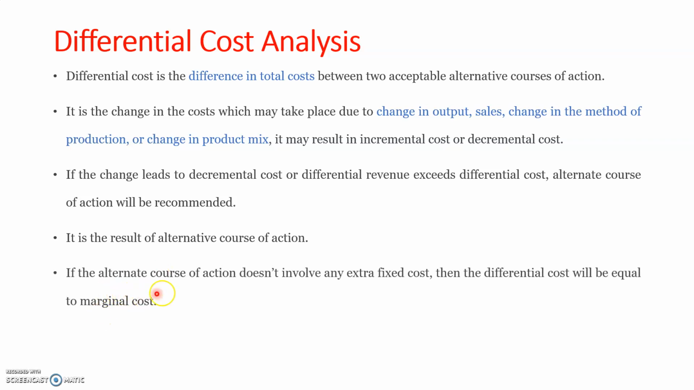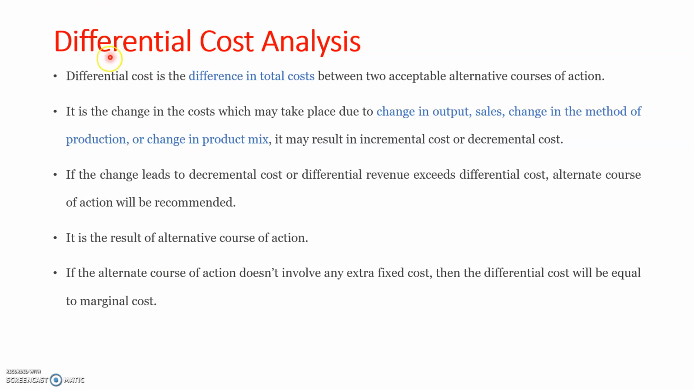If the alternative course of action doesn't involve any extra fixed cost, then the differential cost will be equal to marginal cost. Before that, we should know what marginal cost is. Marginal cost is the additional cost incurred for an additional unit of production. If the level of output is increased, the additional cost incurred for the additional output is called marginal cost.